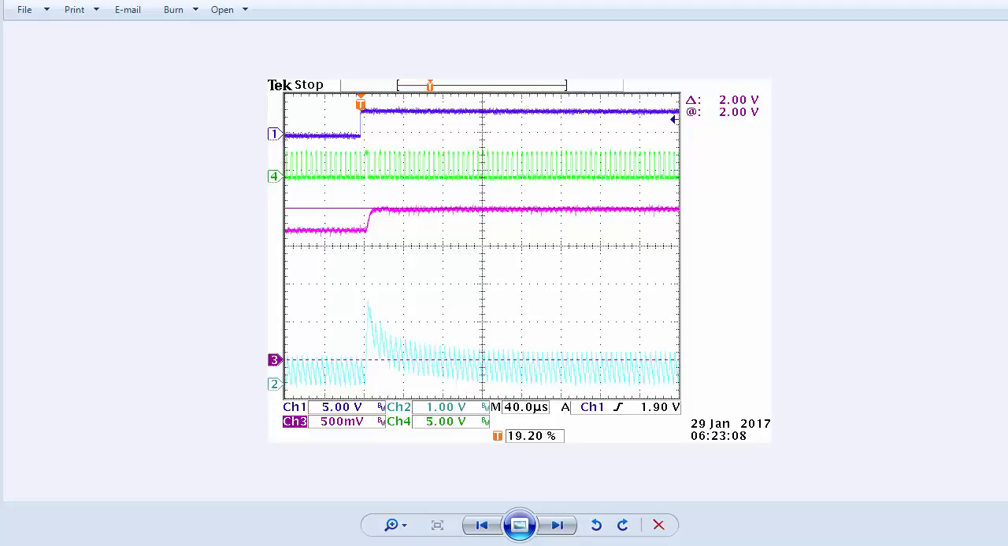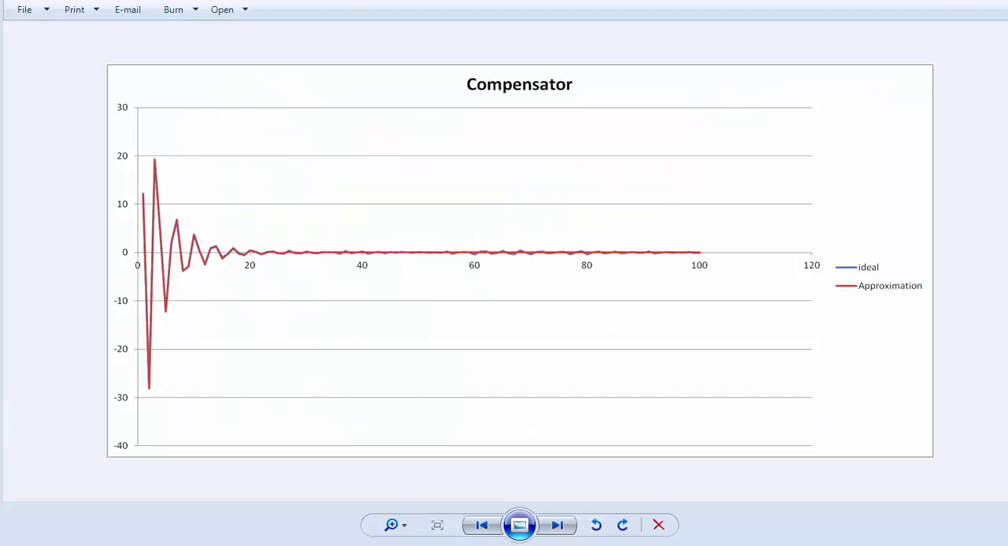What's going on here? Let's go back and look at the compensator. Here we see the ideal compensator in blue and the approximation in red. Actually, 12 and 3 gives a pretty darn good approximation. In fact, you can see that the red pretty much overlays the blue here, and then we just start to see a little bit of blue creeping out from underneath the red over here.